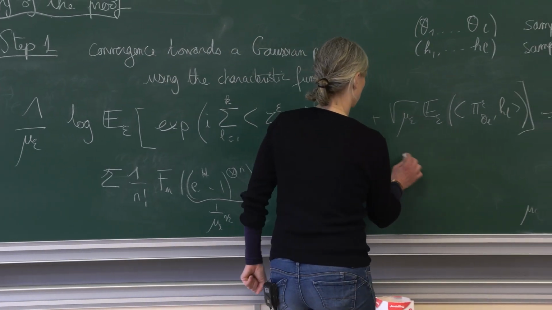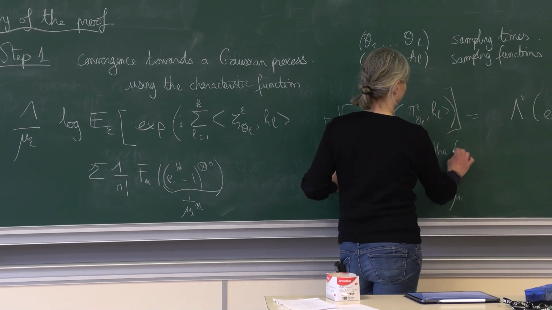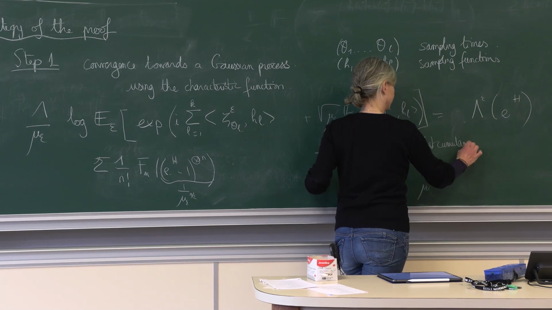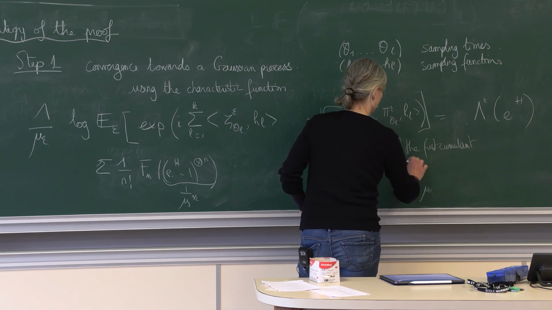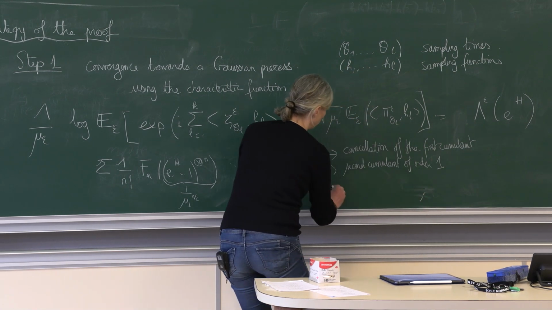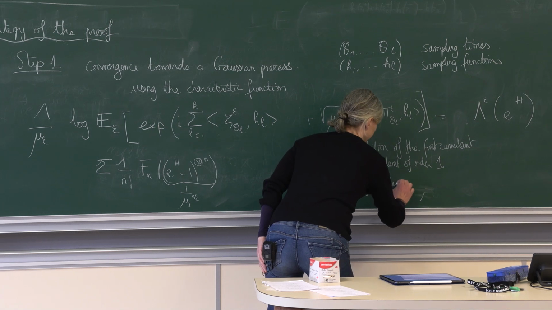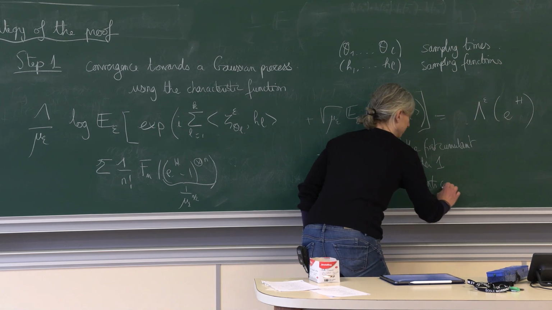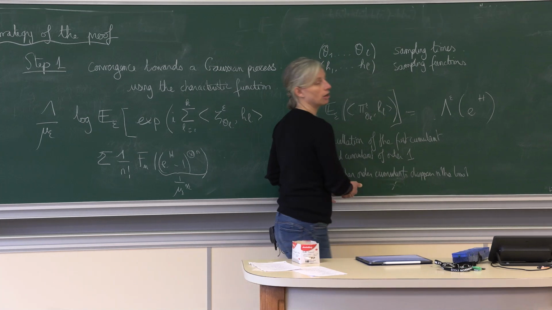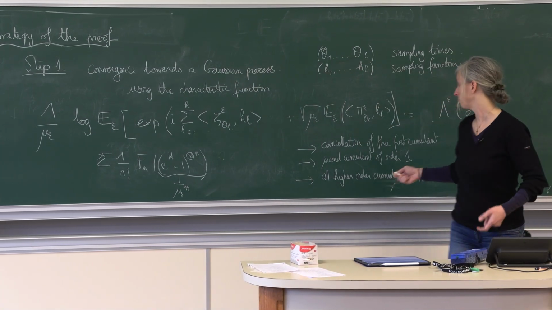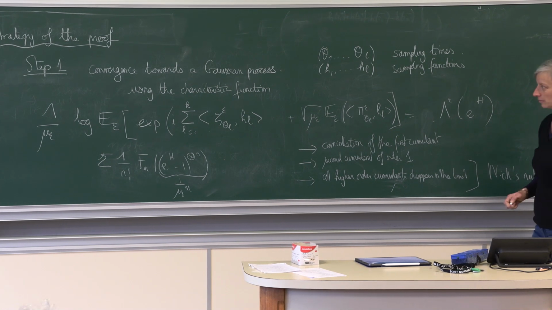So what is important is you have cancellation of the first cumulant. Then you have a second cumulant, which is of the order of 1. And then all other cumulants just disappear in the limit. So that's exactly Wick's rule. The fact that these disappear gives you Wick's rule.